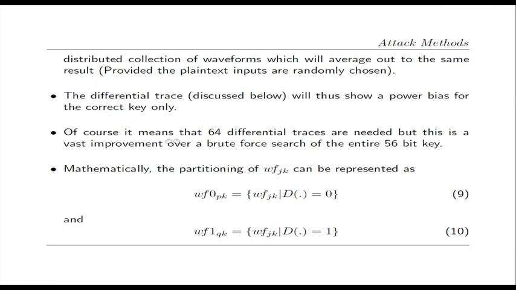Okay. Of course, this means that 64 different traces are needed, but this is a vast improvement over the brute force search of the entire 56-bit key. So, if you write it mathematically, this partition of Wf i k can be represented by this, where this is giving us 0, and this is giving us Wf1 k, it is giving us 1. So, this is equation 9, equation 10.